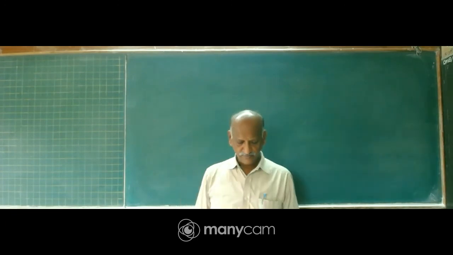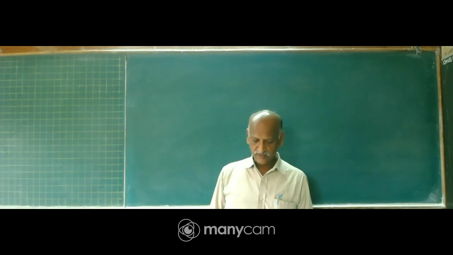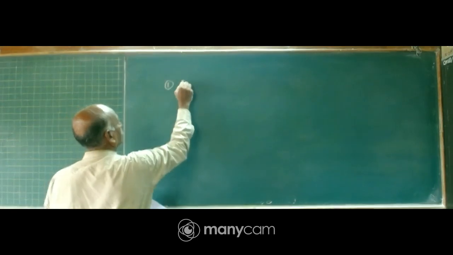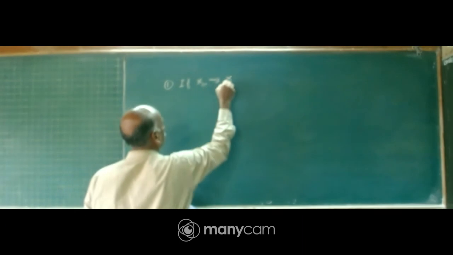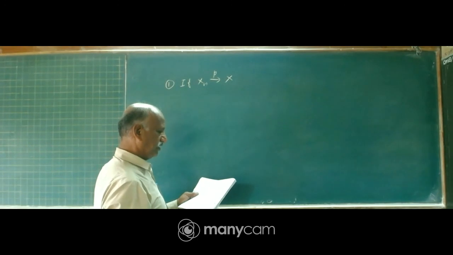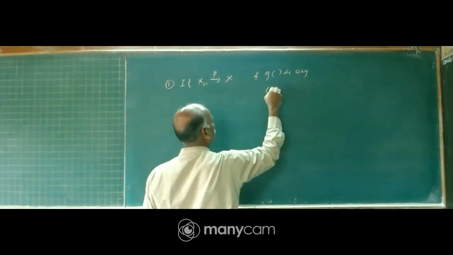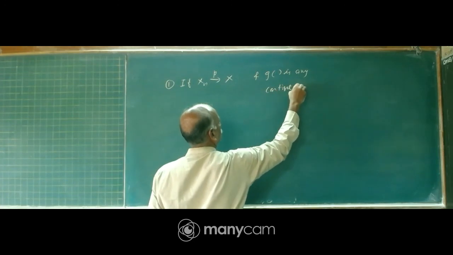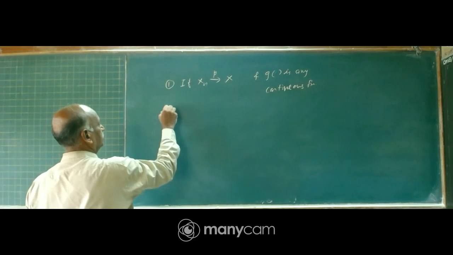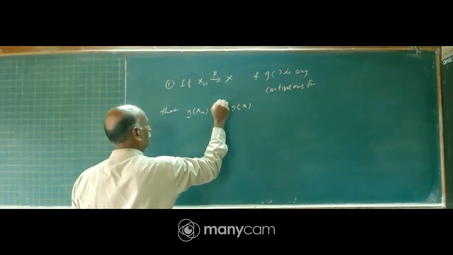Now let us write some theorems, statements only, on convergence in probability. The first one: if Xn converges to X in probability and g(.) is any continuous function, then we can write g(Xn) converges to g(X) in probability.